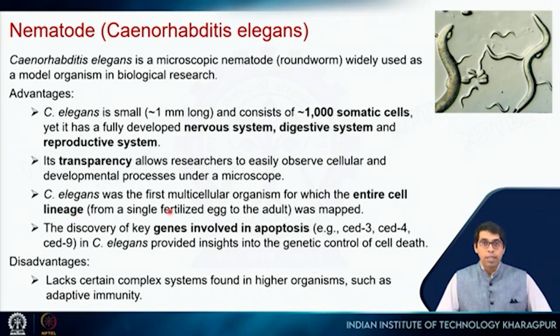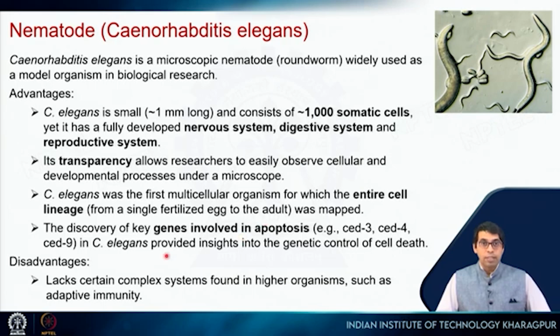So from a single fertilized egg, one cell becomes 2 cells, then it becomes 4 and so forth. Where each cell goes, which cell is responsible for forming the anterior side and which cell is responsible for the posterior side, all of this was mapped for the first time for C. elegans. Discovery of key apoptosis genes, for example CED-3, 4 and 9, was done in C. elegans and it provided important insights into the genetic control of cell death, that is apoptosis.